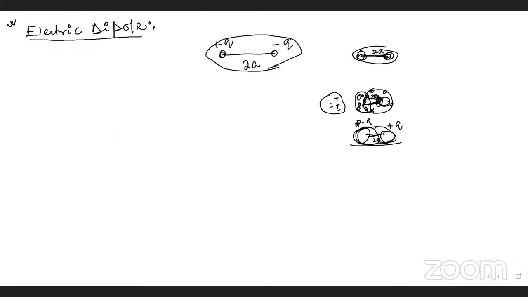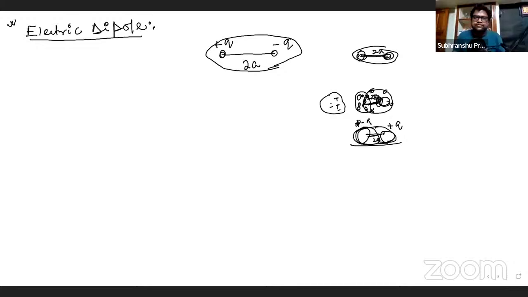What are the two cases we'll derive? One is the electric field of an electric dipole. We will find the electric field on the axis of the dipole.